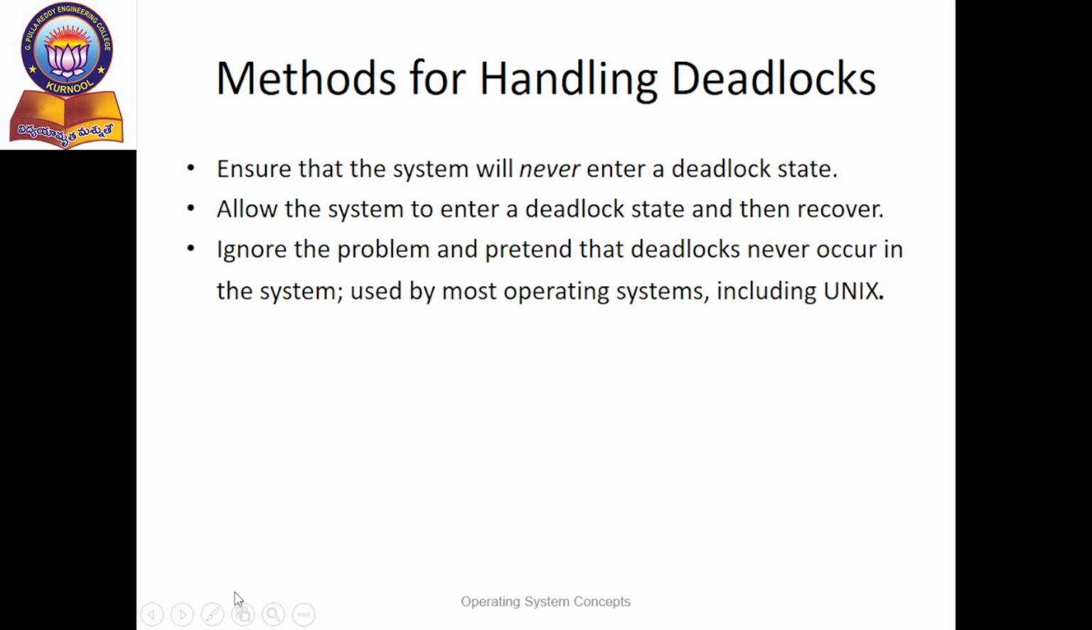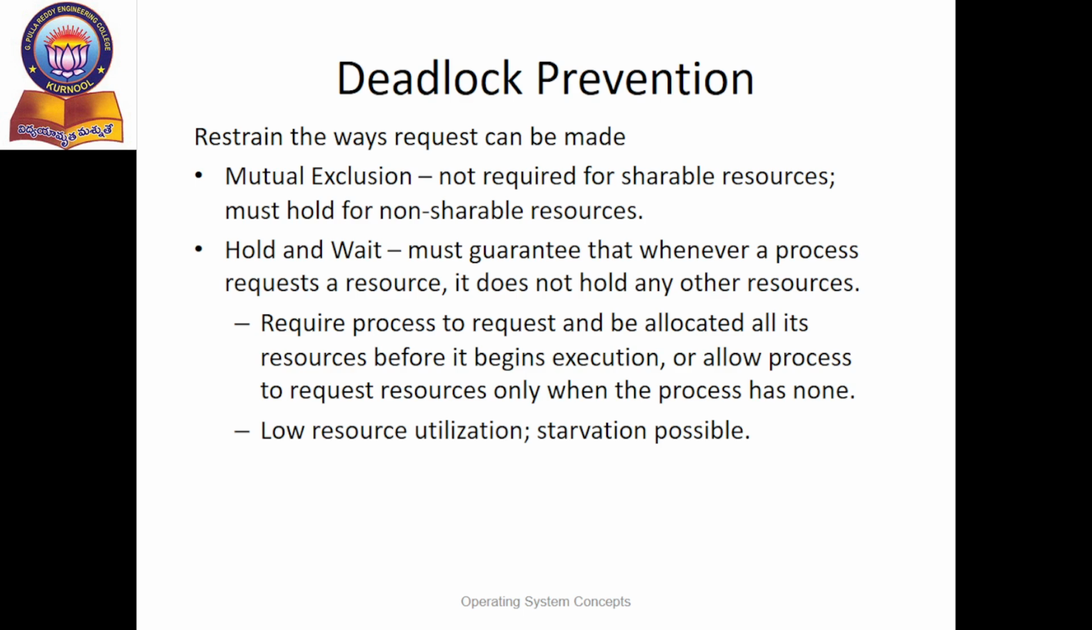First let us see the first solution. As we have seen, there are 4 methods for handling deadlock: deadlock prevention, deadlock avoidance, deadlock detection and recovery, and the last one is deadlock ignorance. We will be seeing each of them in detail in the coming sessions. First let us see about deadlock prevention. Just now we have seen the necessary conditions for the occurrence of deadlock.